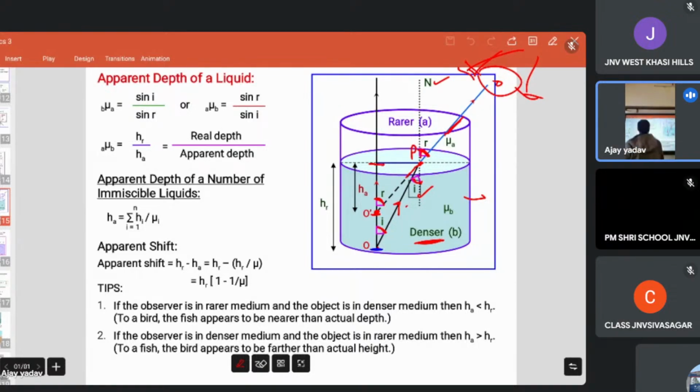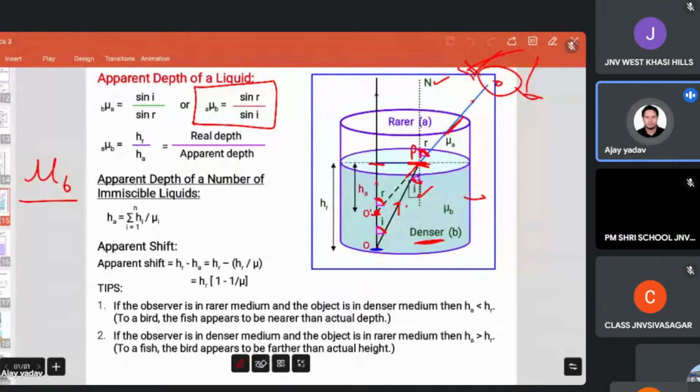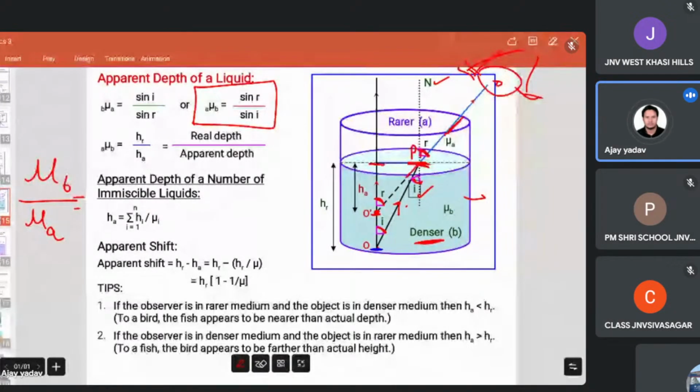So we will apply Snell's law as we discussed yesterday. If we apply Snell's law at this point P, then what will we write? The refractive index of the denser medium, mu w, upon the refractive index of the rarer medium, mu a, will be equal to sin r upon sin I. This is the Snell's law that we discussed yesterday. Now we have to find the value of sin r and sin I.